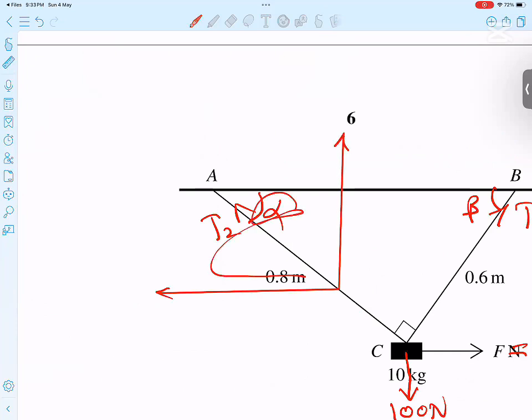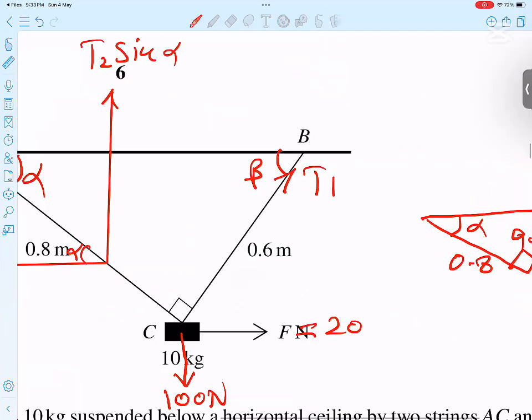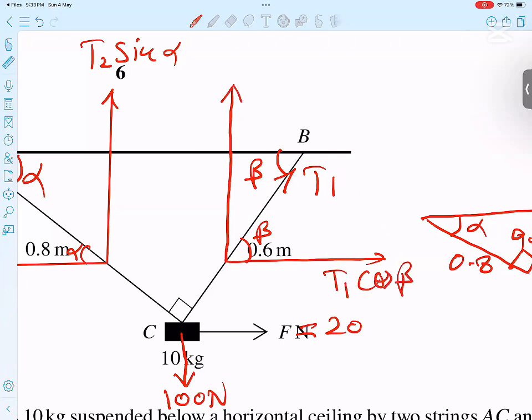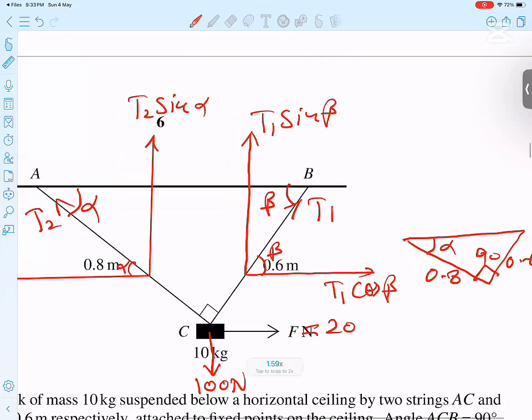Because this is alpha, this is also alpha. So this becomes T2 cos alpha, and this becomes T2 sin alpha. Clear? Same condition here. I will take a line straight in here. Because it's beta here, this is T1 cos beta. I'm writing here T1 cos beta, and there's a T1 sin beta. I believe this part is very clear.